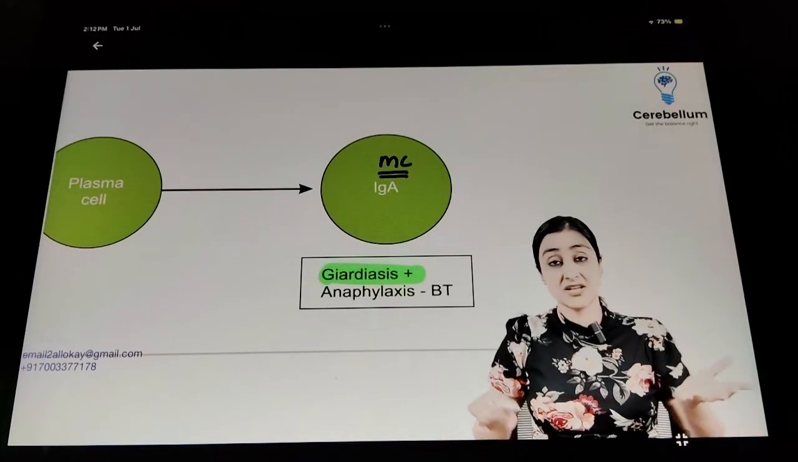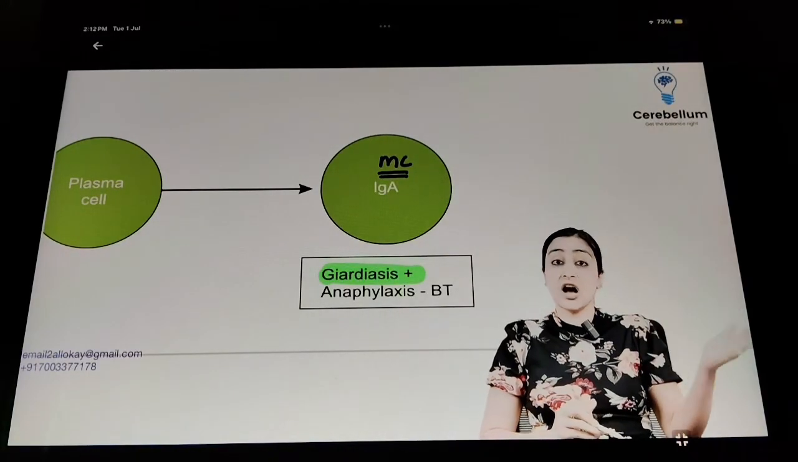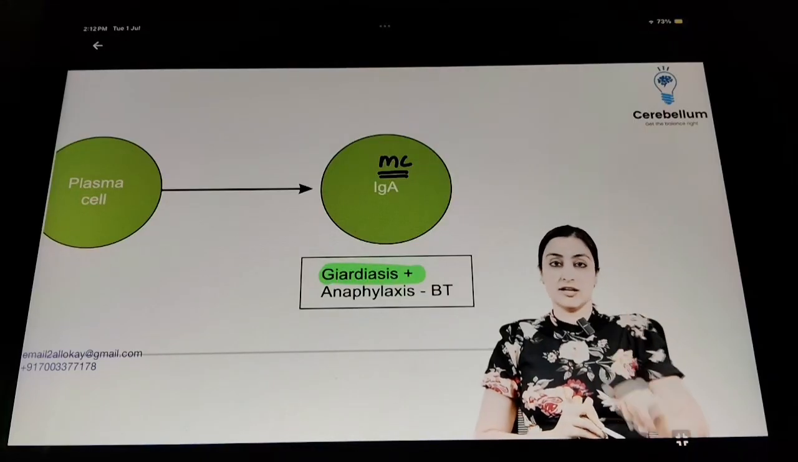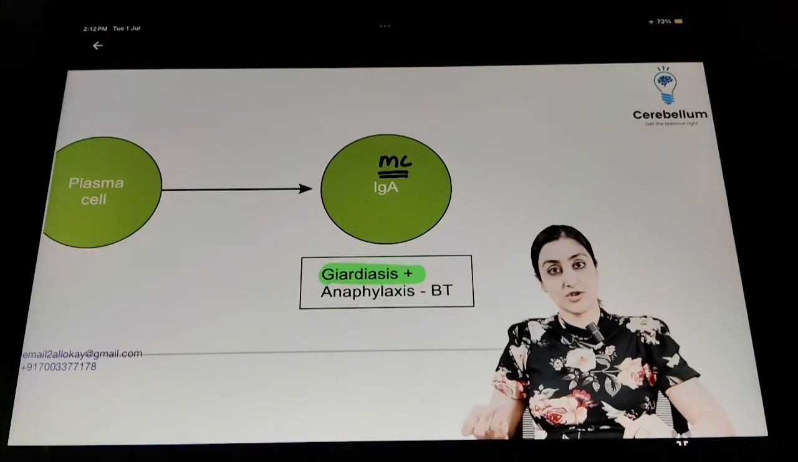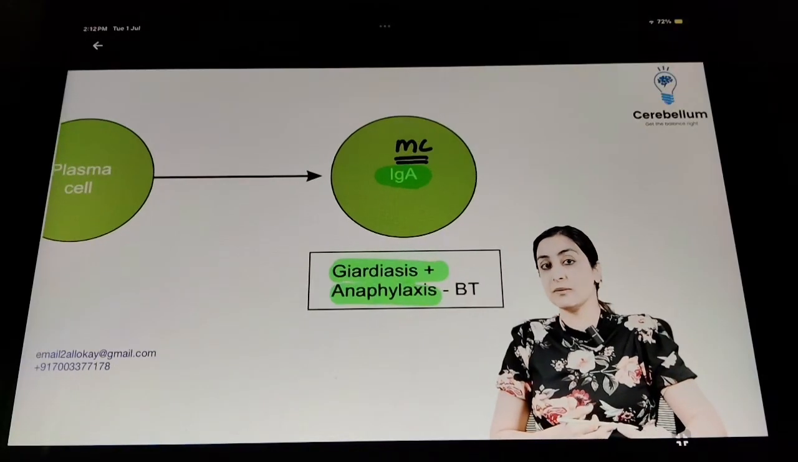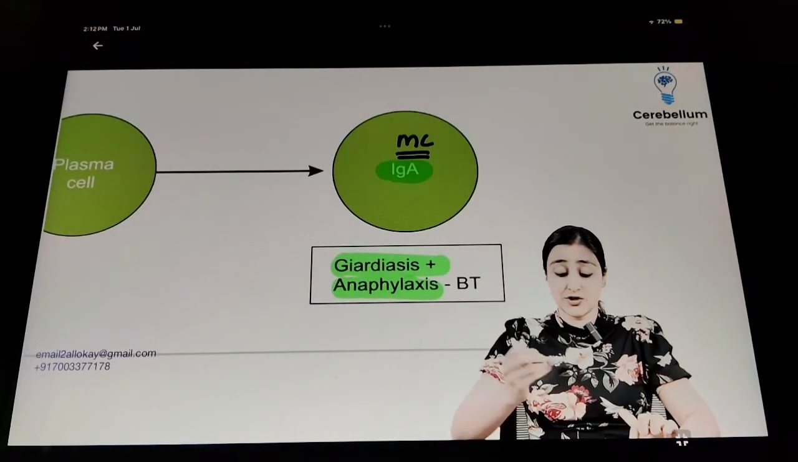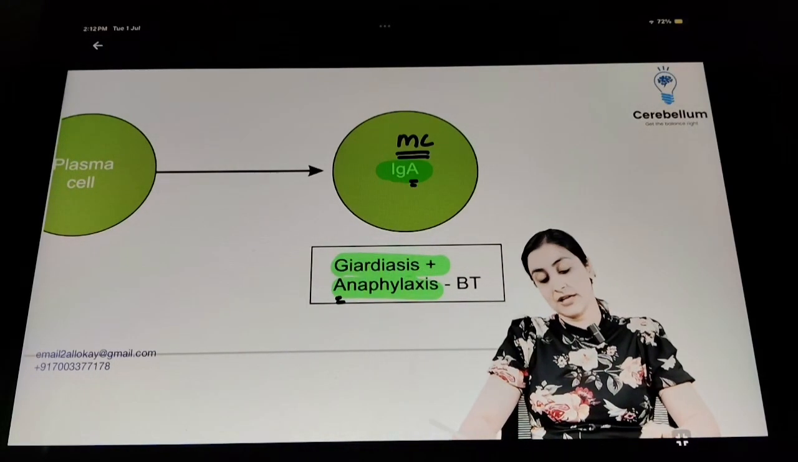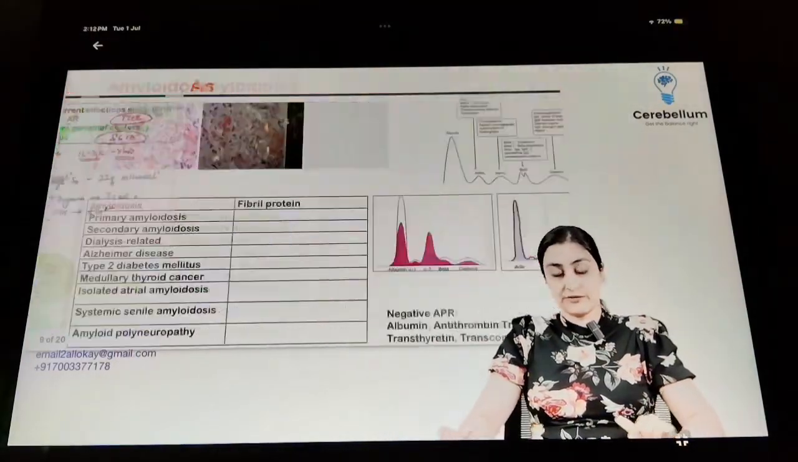In selective IgA deficiency, IgA is a mucosal immunoglobulin, right? So when that is not there, Giardia uncle. You'll understand why I'm calling it Giardia uncle in microbiology. So Giardiasis will take advantage, and you can have recurrent Giardiasis, and also IgA deficiency leads to more anaphylactic reactions after receiving blood transfusion, and this we have studied in hemat as well. Remember, A for IgA, A for anaphylaxis. So this is what we need to remember about all immunodeficiency disorders.